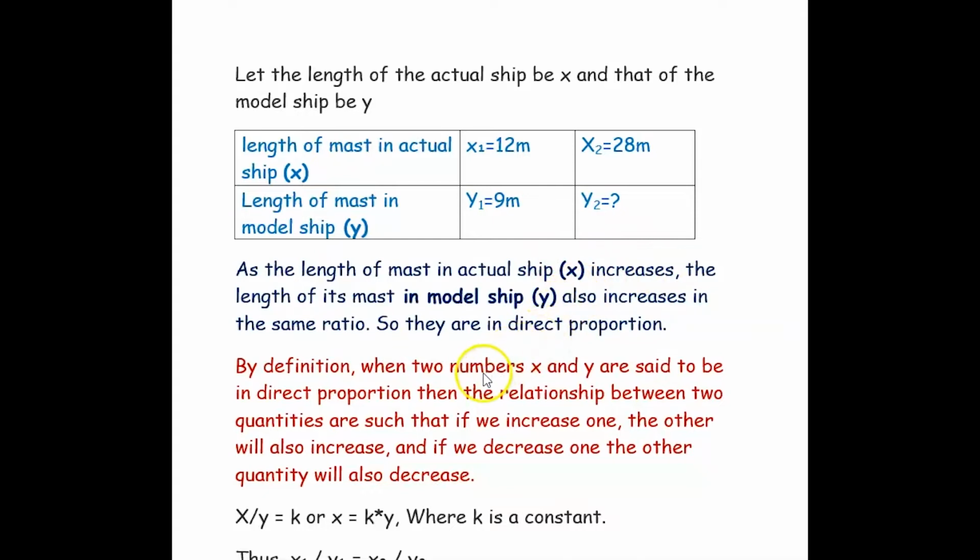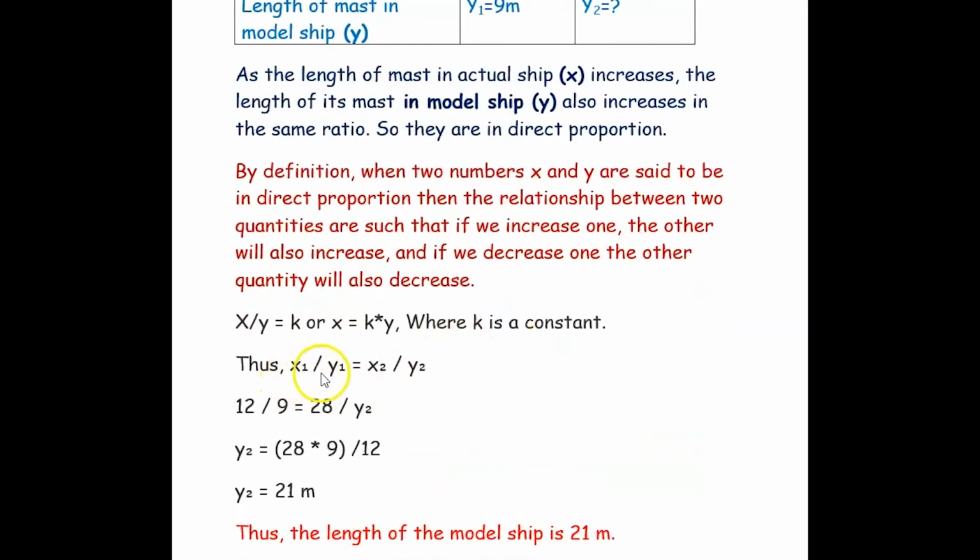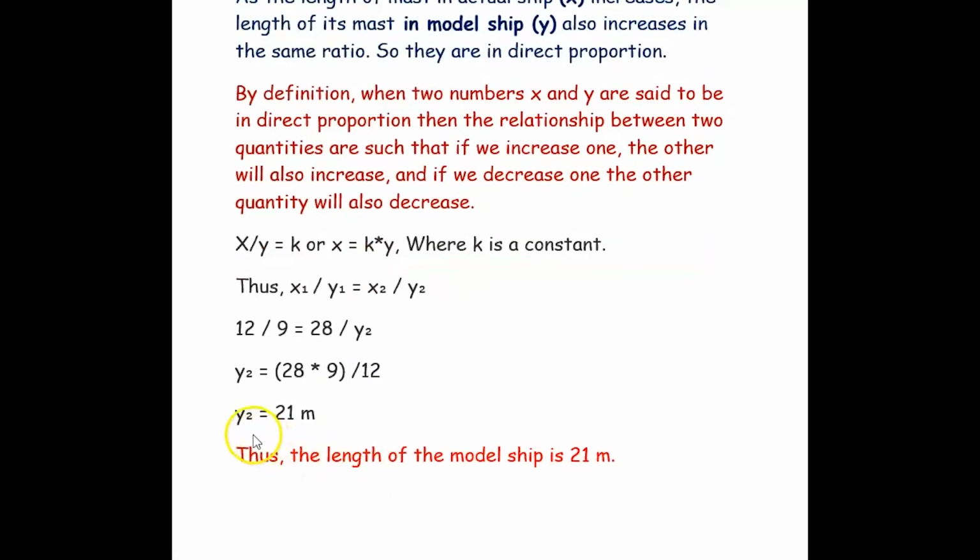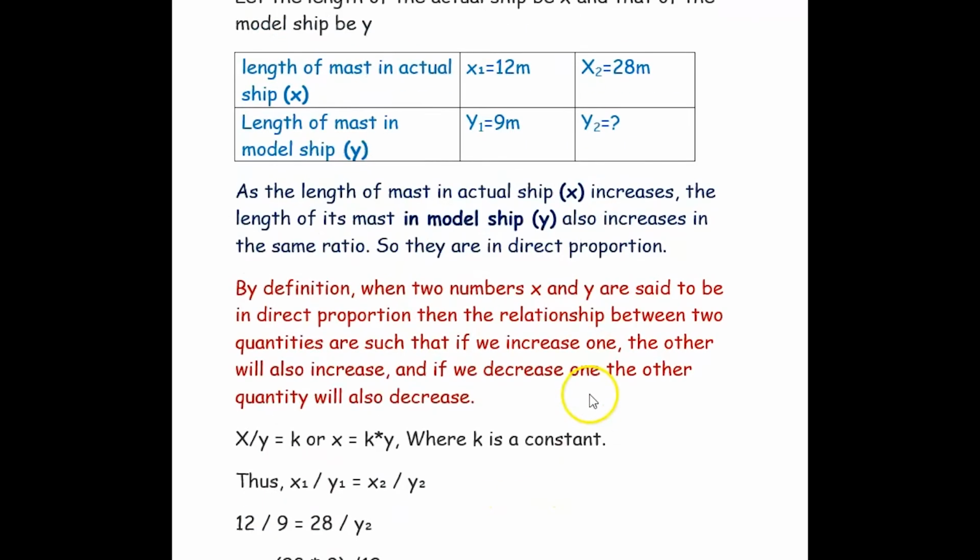We know that by the definition of direct proportion, if the two numbers x and y are in direct proportion, then their ratios x1 by y1 should be equal to x2 by y2. Now by writing the relation x1 by y1 equal to x2 by y2, we can substitute the values. So 12 divided by 9 equal to 28 divided by y2. All the values are in meters. Now cross multiplying and dividing, we'll get 28 into 9 divided by 12. On simplifying, we'll get y2 equal to 21 meter. Thus the length of the model ship is 21 meter.